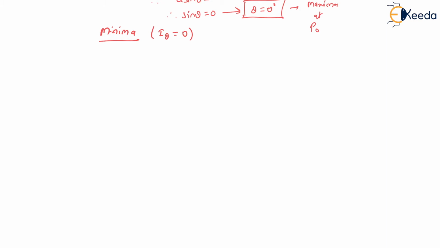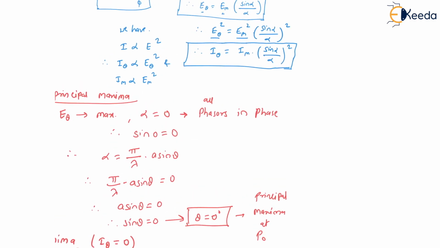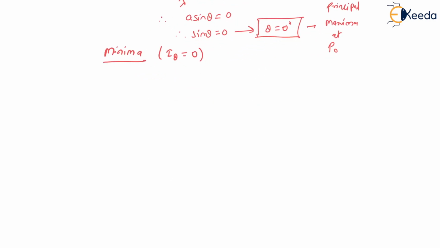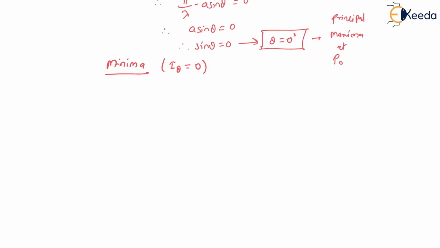So here theta will be 0. Now see, if you check this equation, I theta equal to Im into (sine alpha upon alpha) whole bracket square. So if sine alpha is 0, ultimately I theta will be equal to 0. So for I theta to be 0, I'll write I theta equal to 0. That implies that sine alpha has to be equal to 0, and therefore if sine alpha is equal to 0, then alpha will take values as pi or 2 pi or 3 pi and so on.